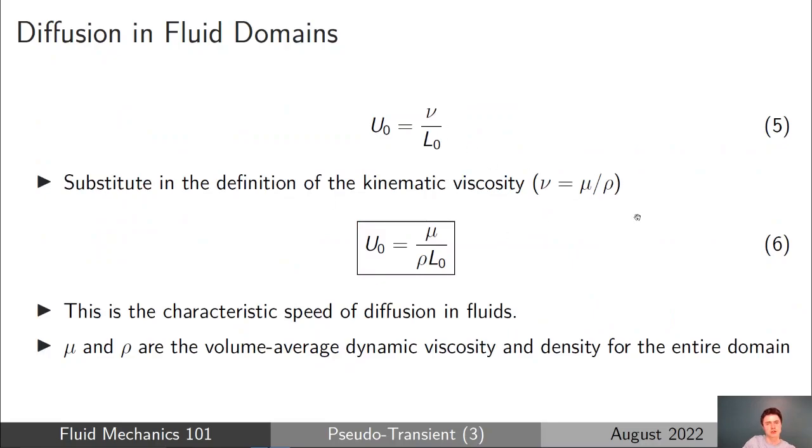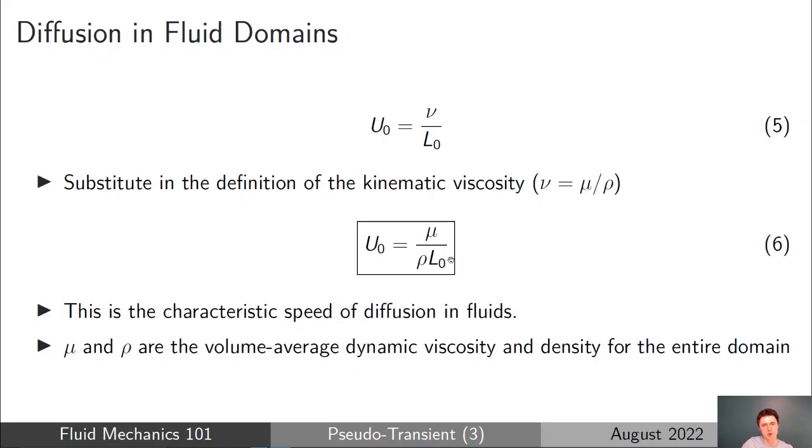And what I'd like to do, just to make this formula consistent with other formulas that you may see in CFD manuals, if we just substitute in the definition of the kinematic viscosity, that's the dynamic viscosity divided by the density, we arrive at this formula for the characteristic speed for diffusion in fluids. And this is going to be a reasonably good formula for flows at low Reynolds numbers. So creeping flows and flows with Reynolds numbers less than 1, this is going to be a very useful formula and give a good representation of the characteristic speed that the effect of boundaries propagates through the domain.